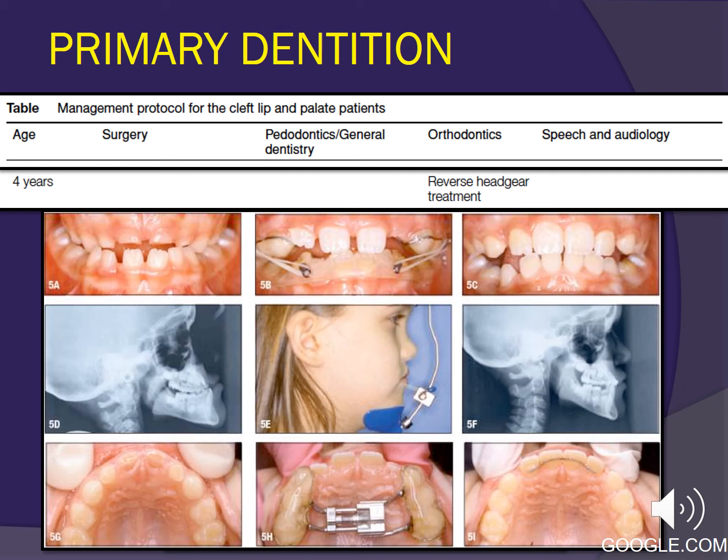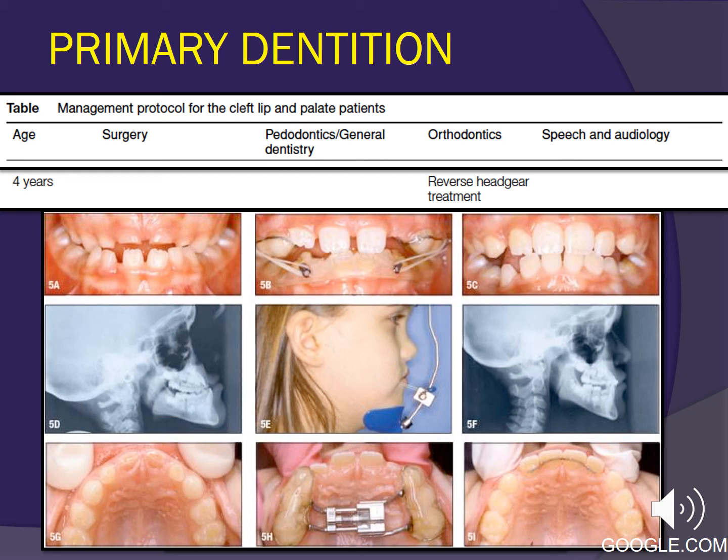Orthodontic treatment is not normally recommended in primary dentition as it may damage the underlying dental follicle. But in cleft patients with a moderately underdeveloped maxilla, with no family history of class 3 skeletal pattern, reverse headgear treatment can be advocated around 4 to 7 years old. This photo shows an example of reverse headgear, or sometimes we call it a face mask. This photo is not from a cleft patient, it's just for example.